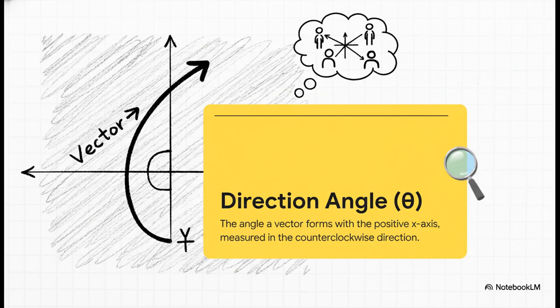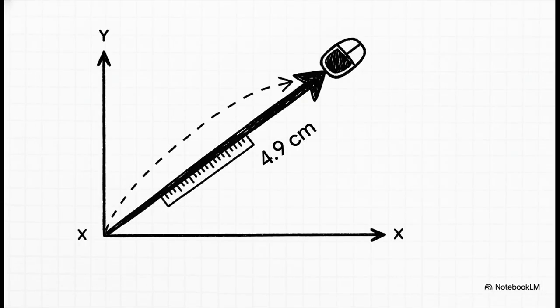Physicists define the direction angle theta as the angle you get when you start at the positive x-axis and sweep counterclockwise. This way, we're all measuring from the same starting line and in the same direction. So an angle of 144 degrees means the exact same thing to every single person. No confusion. So let's go back to our mouse pointer.